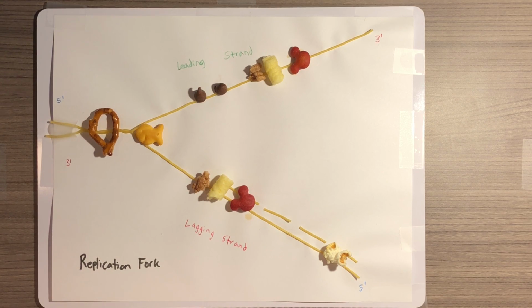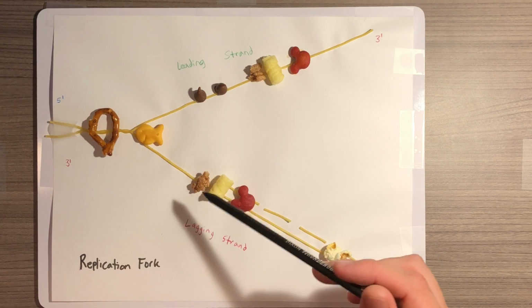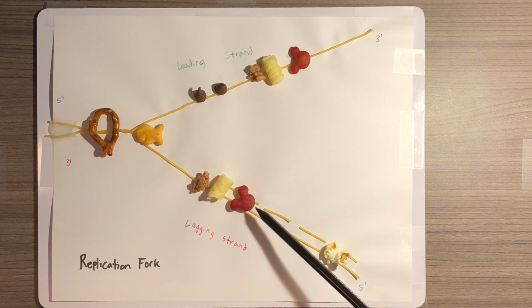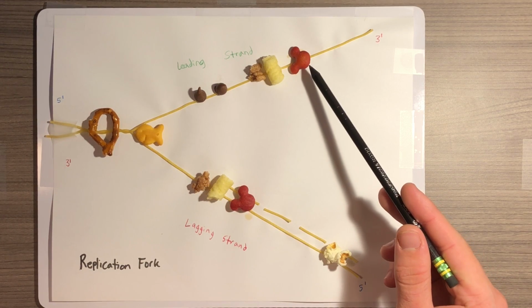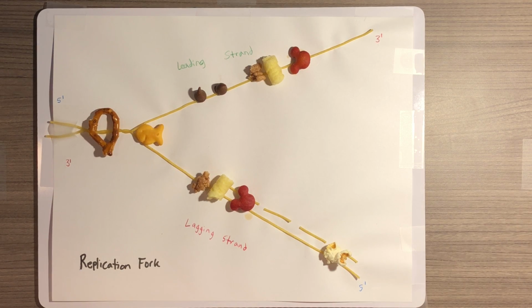relieves pressure. The cheese puffs represent the RNA primase, which holds primers that are represented here by these chocolate Rice Krispies. Right next to the RNA primase is the DNA polymerase III, which is represented by a Mickey head goldfish. The DNA polymerase III binds to the primer at the primase and adds nucleotides to replicate the DNA strand.